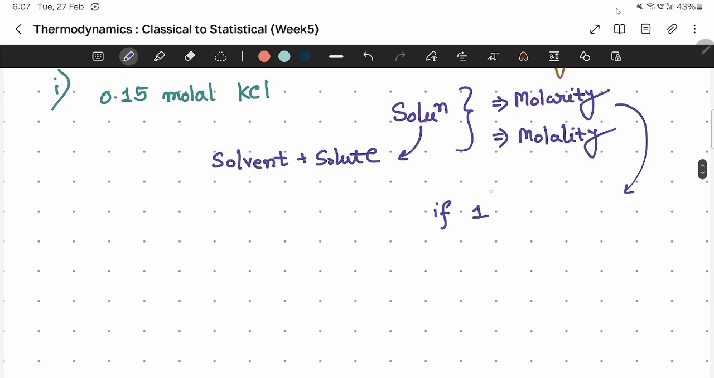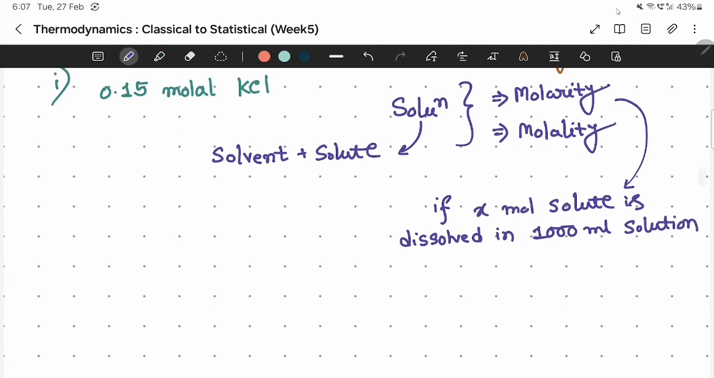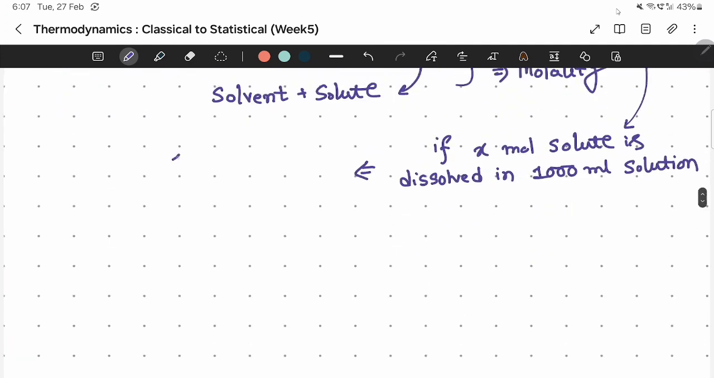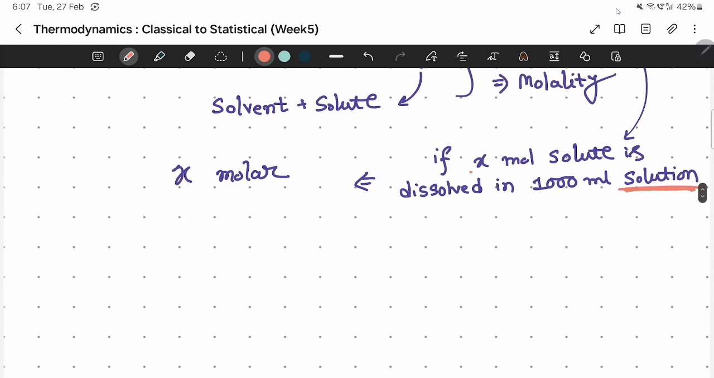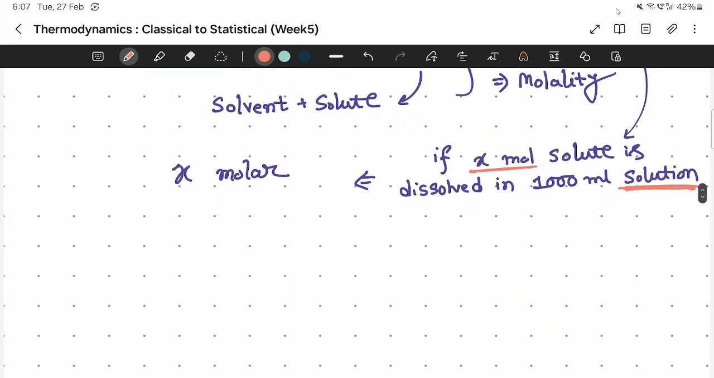The definition of molarity is, let's say, if x mole of solute is dissolved in 1000 ml of solution, then it is called x molar. So the important thing here is solution. But in case of molality, we basically use kg. Let me define.